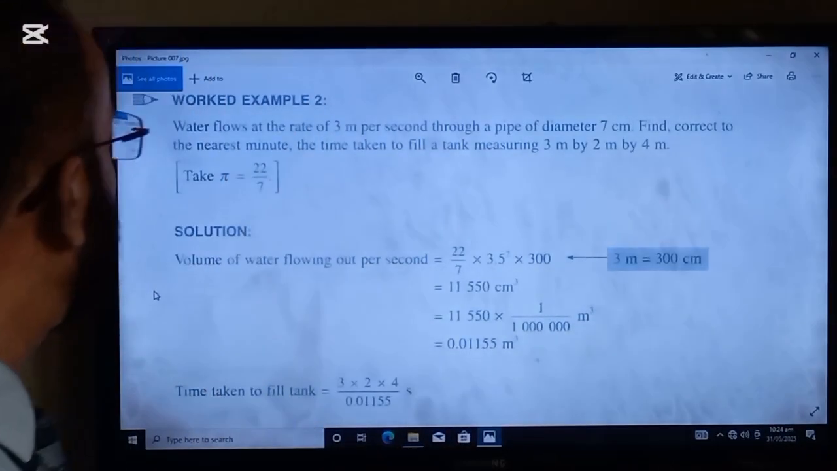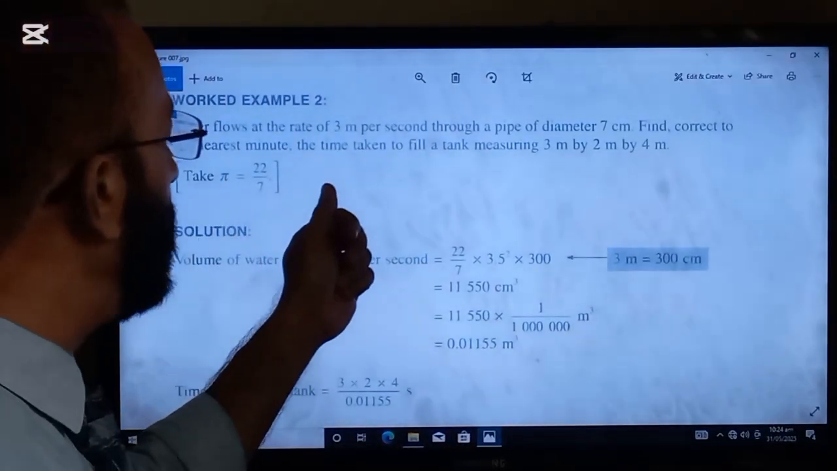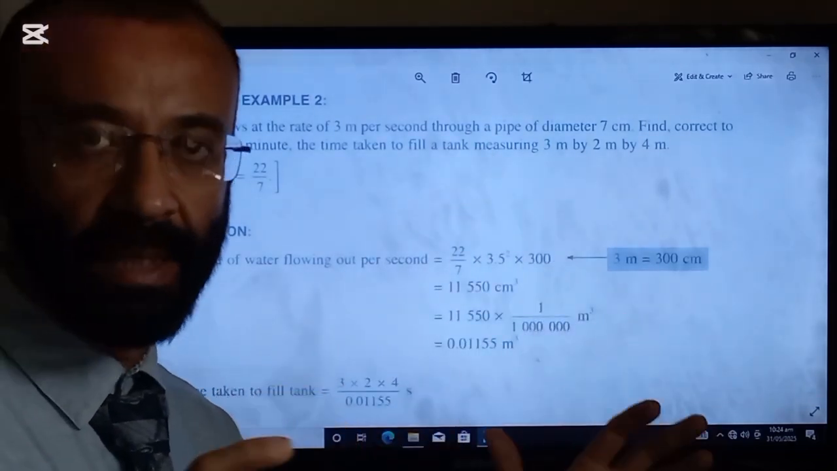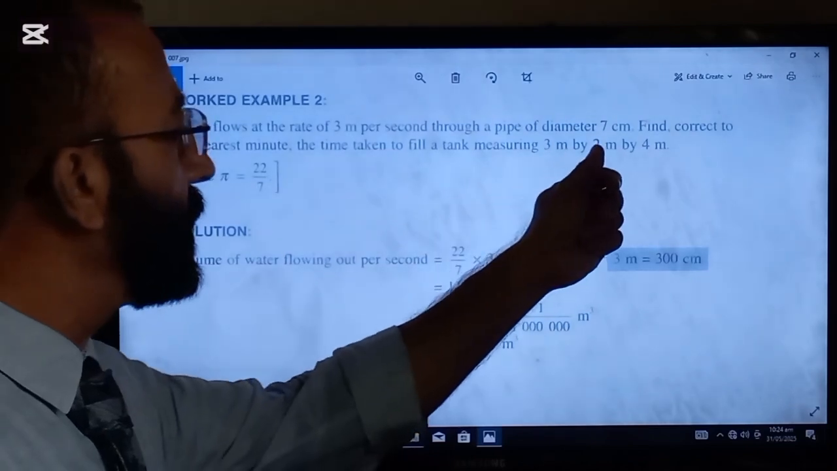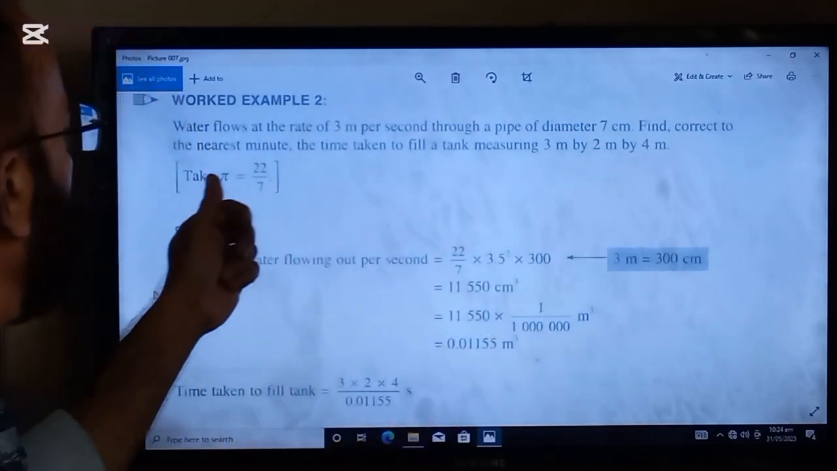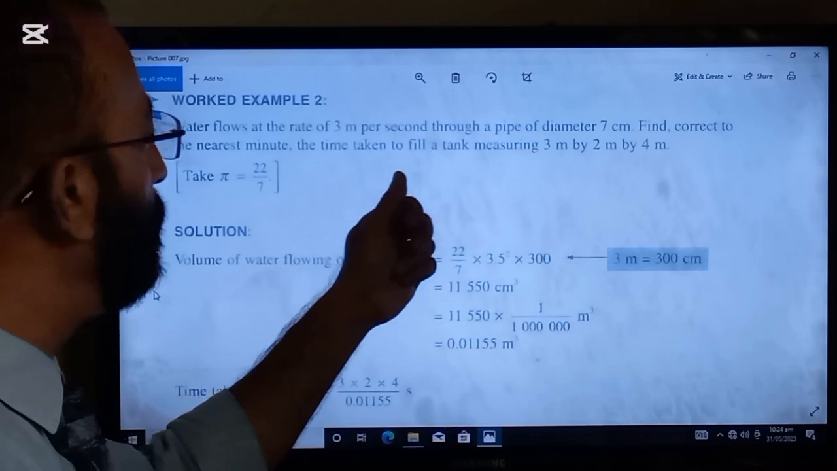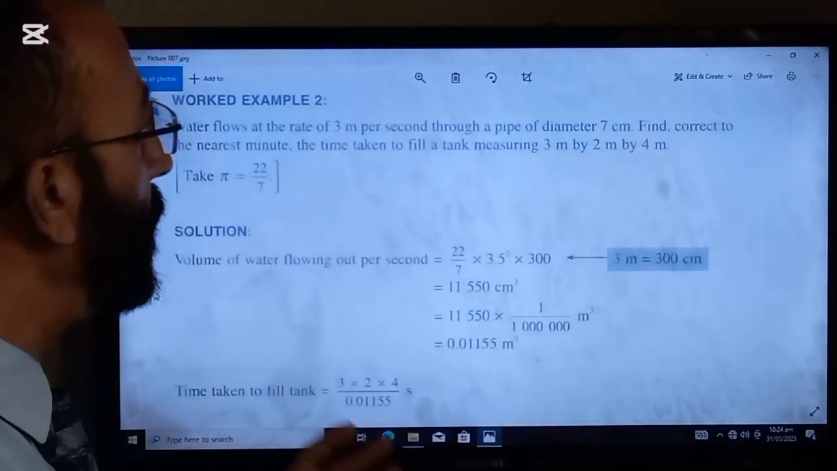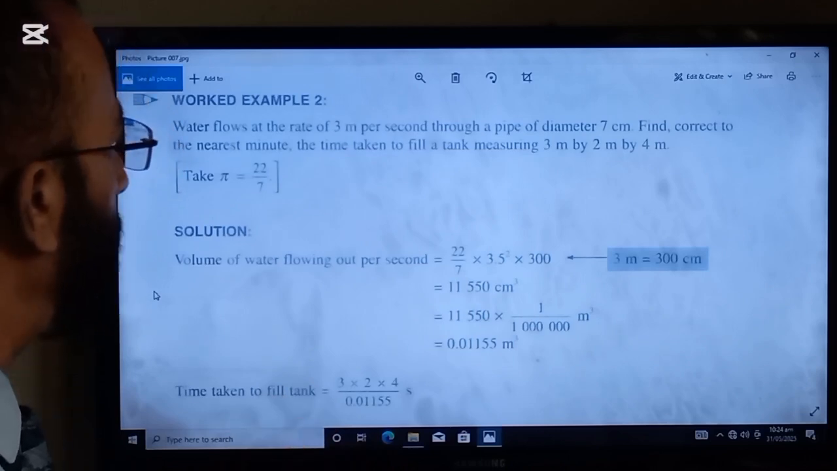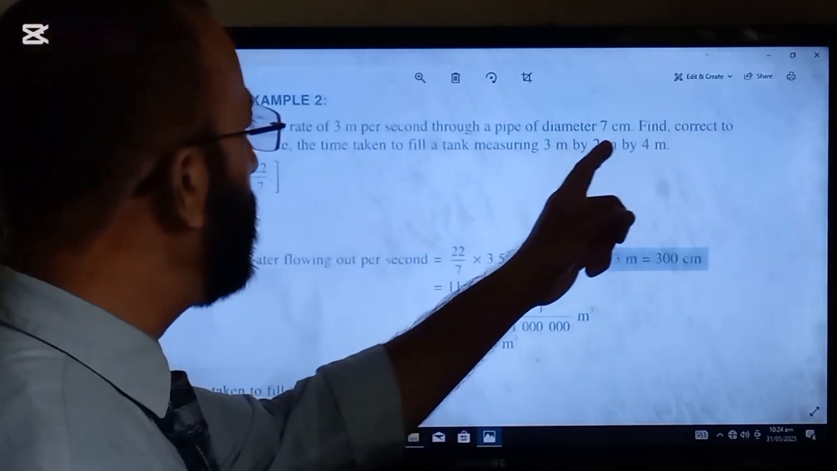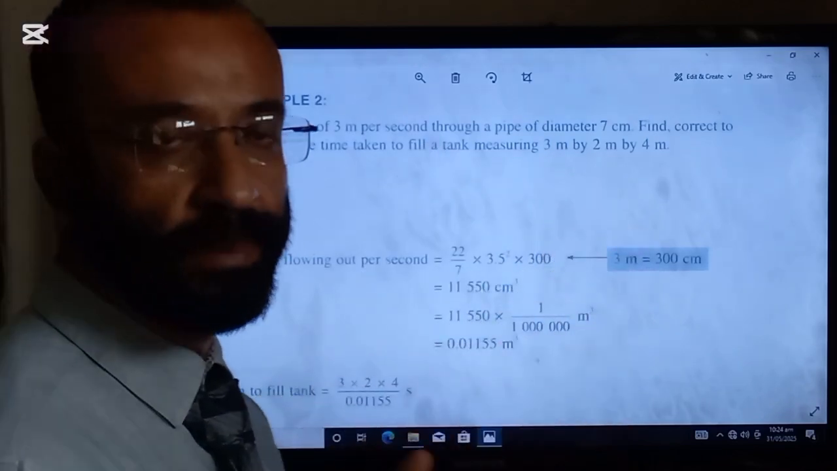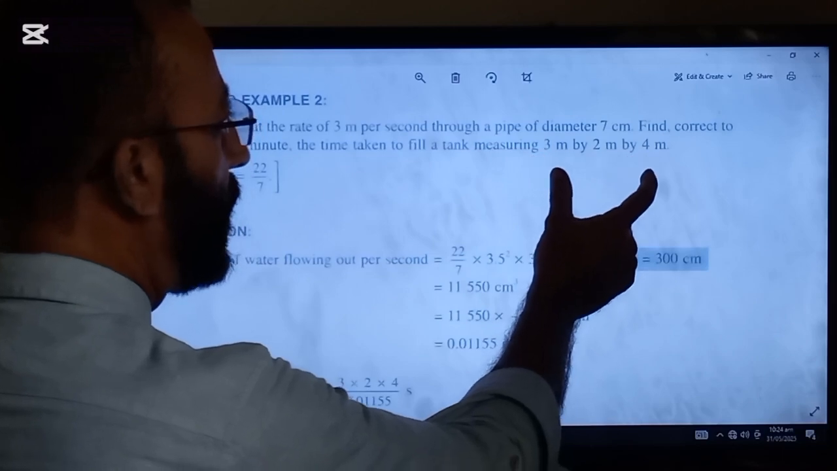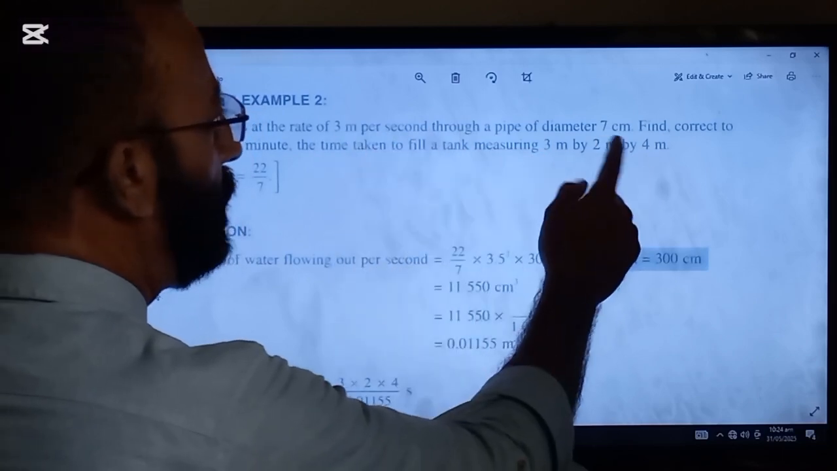Here is a very important question. Water flows at the rate of 3 meters per second through a pipe. A water pipe is like a cylinder of diameter 7 centimeter. Find correct to the nearest minute the time taken to fill a tank measuring 3 meter by 2 meter by 4 meter. Okay, the first thing which we should notice is some units are given in centimeters, some are in meters. So first make the units same. Either you may make these units into centimeters or this centimeter into meters.